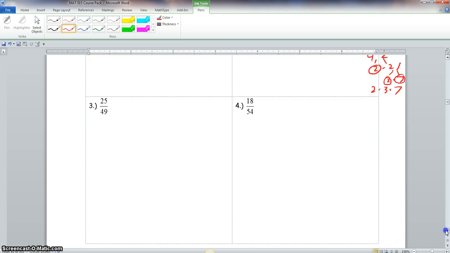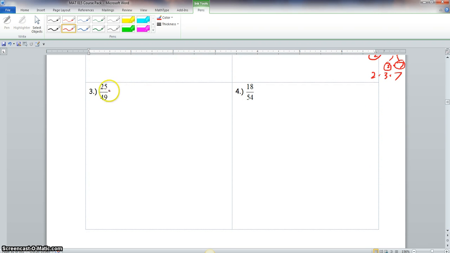Now we scroll down here to number 3. We've done the prime factorization of 25, which is 5 times 5, and the prime factorization of 49. Now take a look here. We know 2 doesn't work, 3 doesn't work, and 5 doesn't work. Now I told you to try 7. 7 does go into 49, and it's 7 times 7. And these are prime numbers. They have nothing in common, so your final answer is 25 over 49.